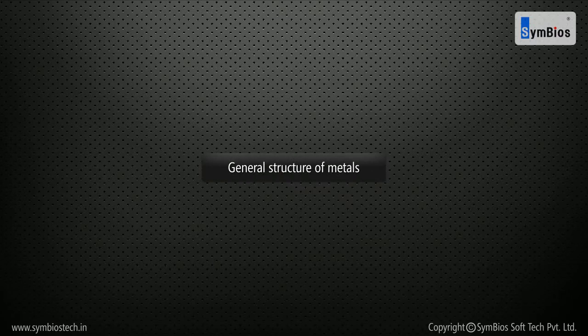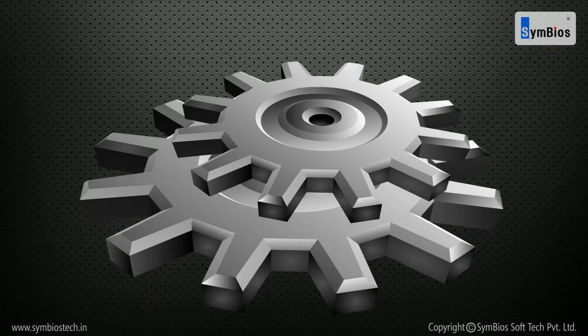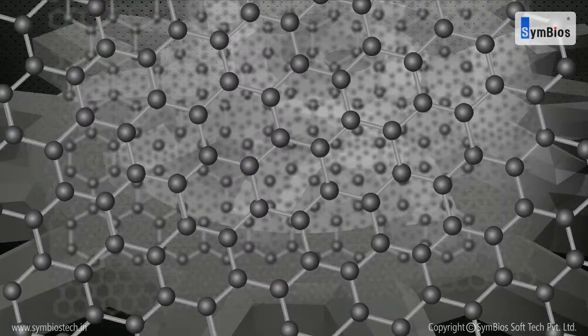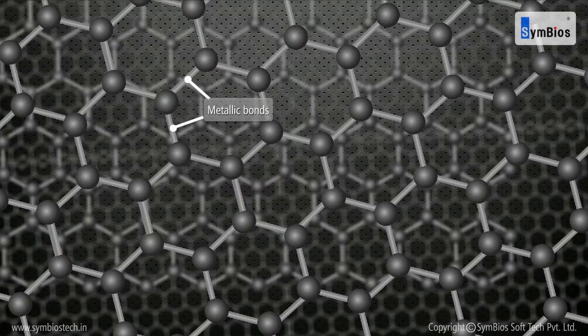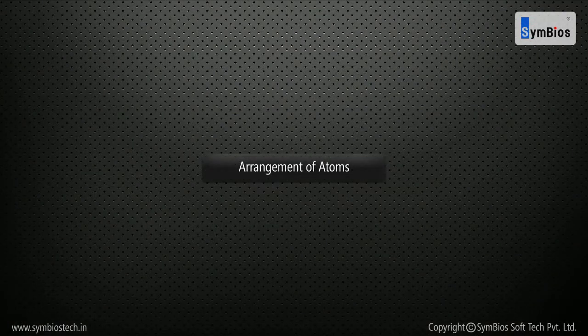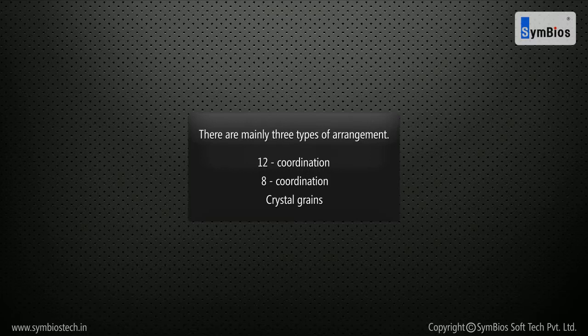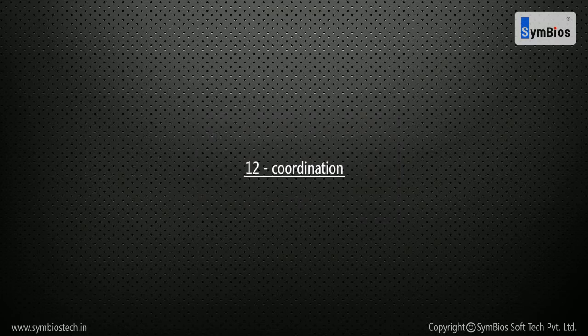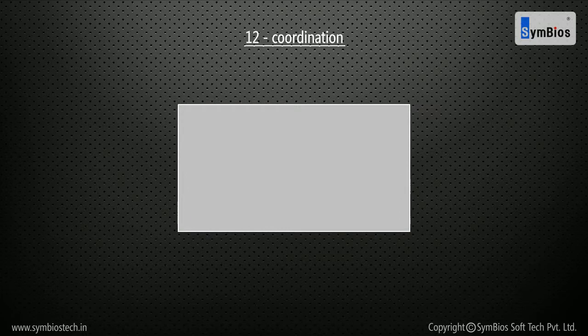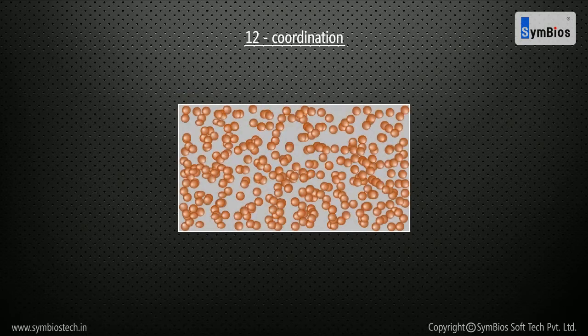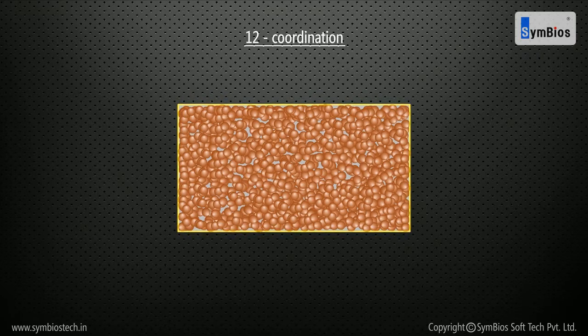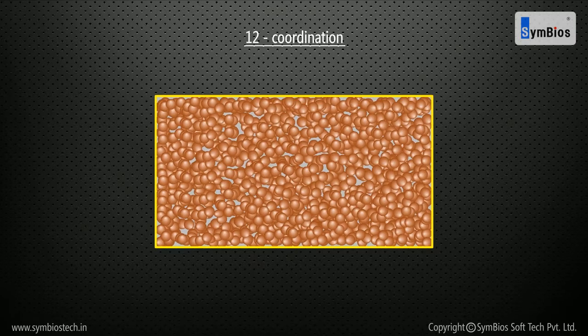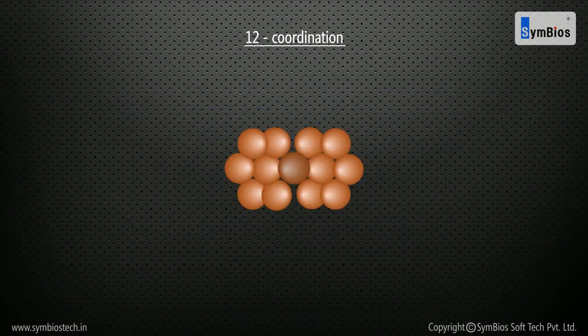General structure of metals. Metals are solids that are structures of atoms held together by metallic bonds. Arrangement of atoms. There are mainly three types of arrangement. 12 coordination. Most metals are closely packed, that is, they fit as many atoms as possible into the available volume. In this arrangement, each atom has 12 touching neighbors.